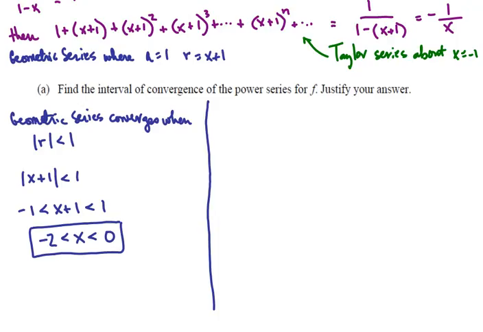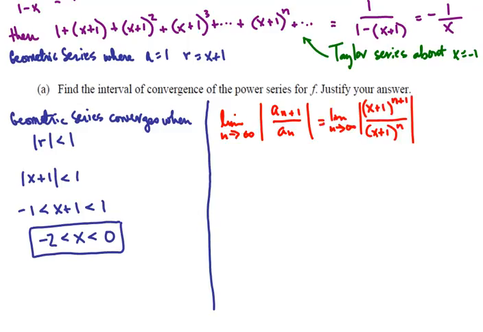Now another way that we could have gone about this is using the ratio test, which we would normally use if we didn't have a geometric series. And with the ratio test, we're looking at the limit as n goes to infinity of the absolute value of the n plus first term over the nth term. And so that would just be the limit as n approaches infinity of the absolute value of quantity x plus 1 to the n plus 1 over quantity x plus 1 to the nth power. And we can see that simplifying that, we're just going to get the absolute value of x plus 1.